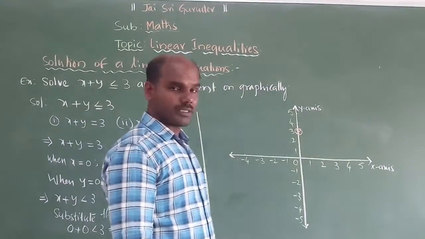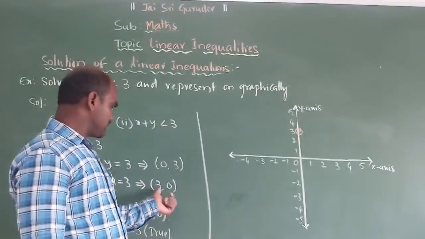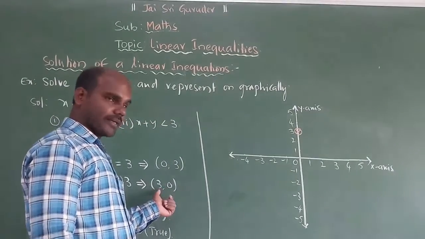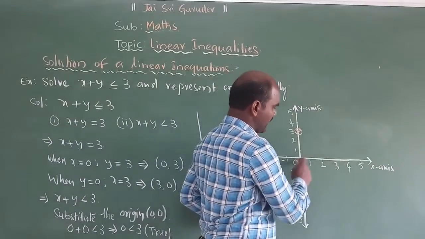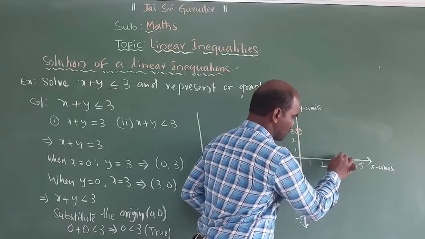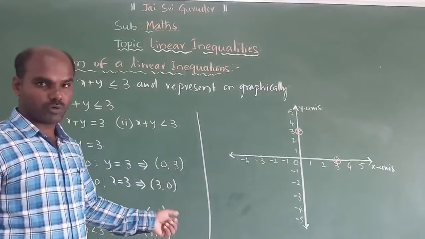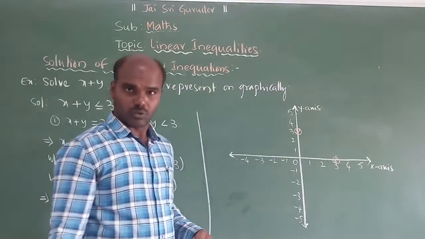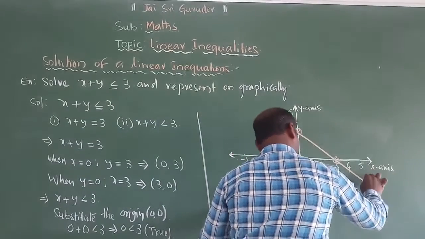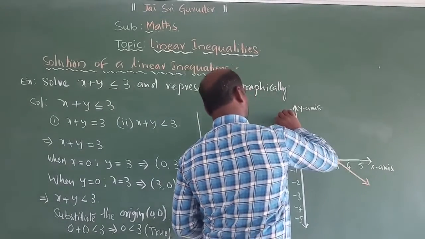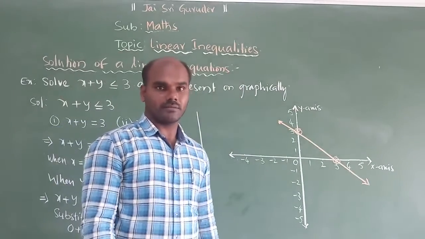So 3 comma 0 means the first value is on the x-axis, that is 3, and on the y-axis the value is 0. Okay, so this is 3 comma 0. After plotting these points, we have to join both of them. While joining them, you get a straight line.